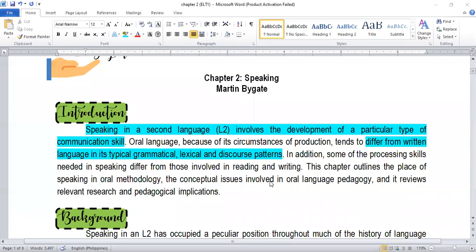Like iba kasi yung grammar ng speaking, ng discourse ng speaking sa writing, di ba? We'll discuss more about that later. Okay, so that's the introduction for speaking.